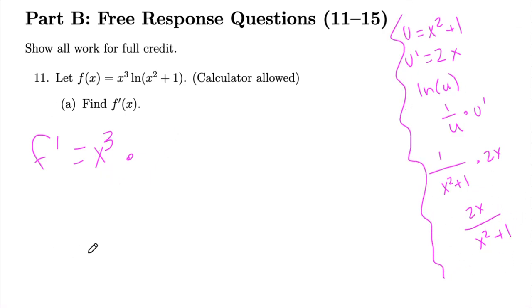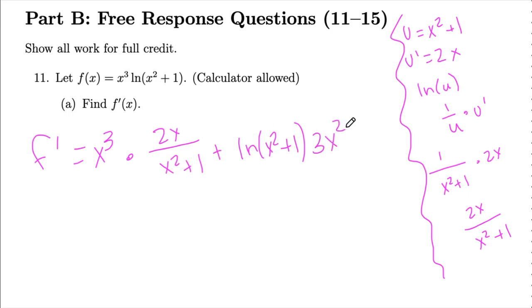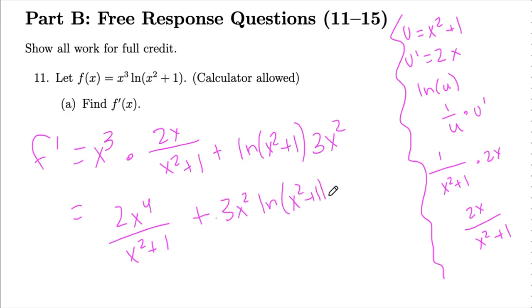So going back to the product rule, we have first times derivative of the second plus the second times the derivative of the first term, which just using the power rule there gives us 3x squared. Now we just have to go ahead and clean up and simplify this big mess we have. So for our first term, we would get x cubed times x squared. It gives us 2x to the 4th over x squared plus 1 plus 3x squared times natural log of the quantity of x squared plus 1.